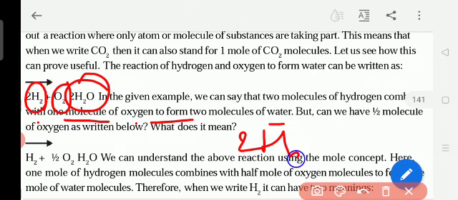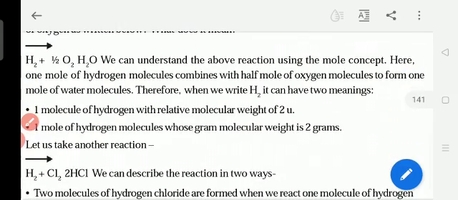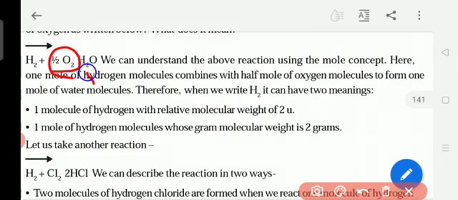So, two molecules of water. But we can have half molecule of oxygen as written below. What does it mean? Here half molecule of oxygen is used instead of one molecule of oxygen. So, H2O is formed. We can understand the above reaction using the mole concept.